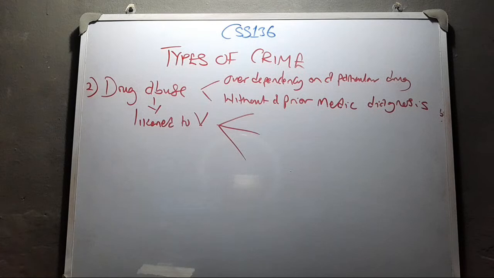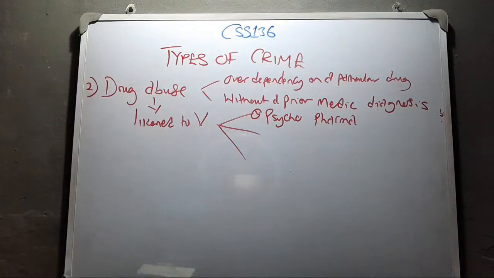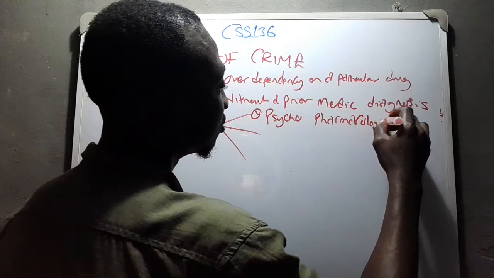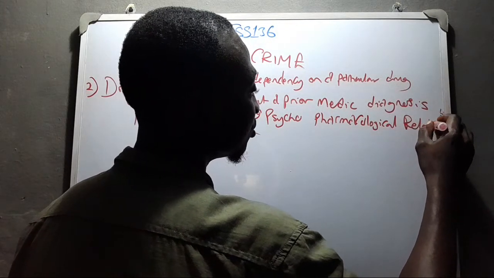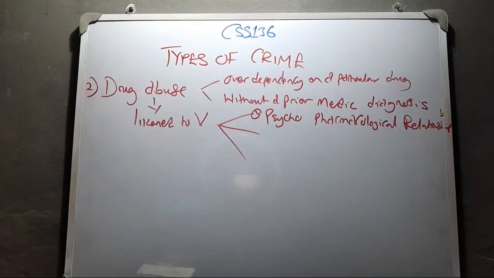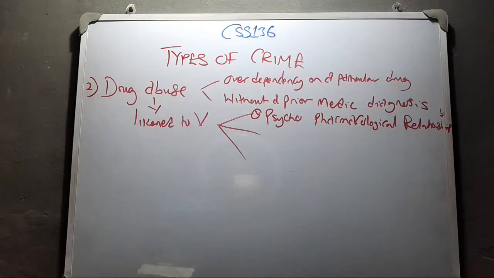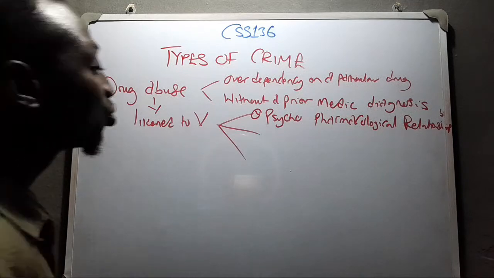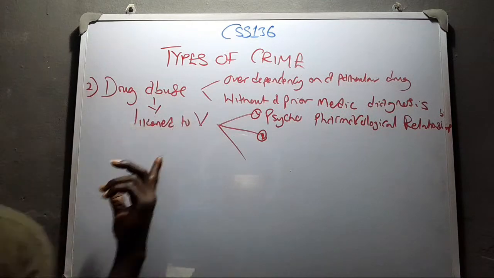This is what we call the psychopharmacological relationship. This is when you ingest any substance that reduces your cognitive ability and limits your capacity for rational thinking. It's one thing that happens on the ghetto streets, where you see people saying they are high on drugs. This is the kind of drug abuse that is likened to violence.